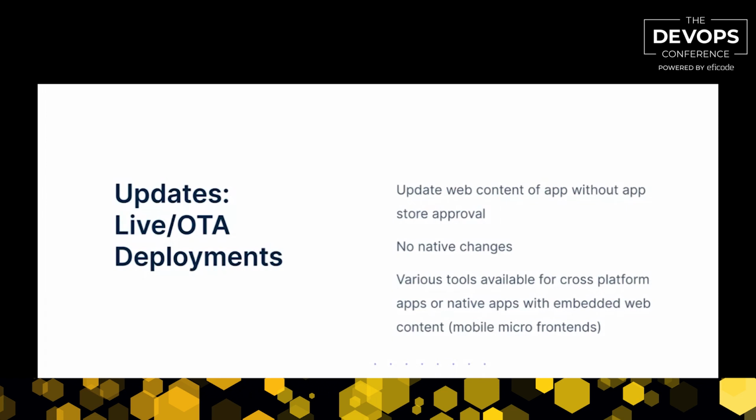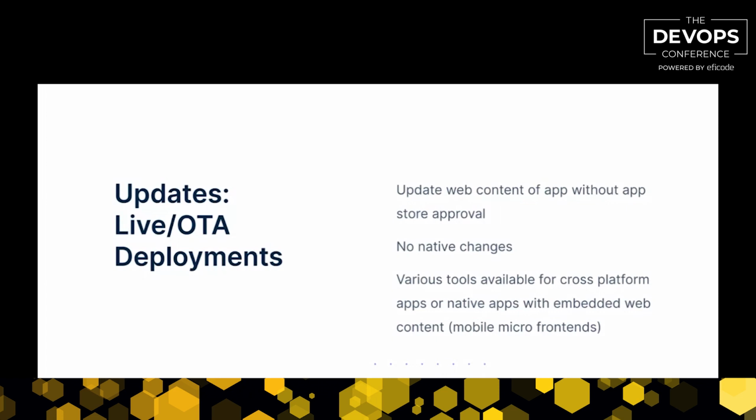Some of them are specific to a platform, like React Native has a tool for this. If you are using Ionic or Cordova, there's a tool for that. If you have mobile micro front ends with embedded web content, you can push changes to those embedded micro front ends without changing the native application itself. That can be a strategy for getting updates out faster.